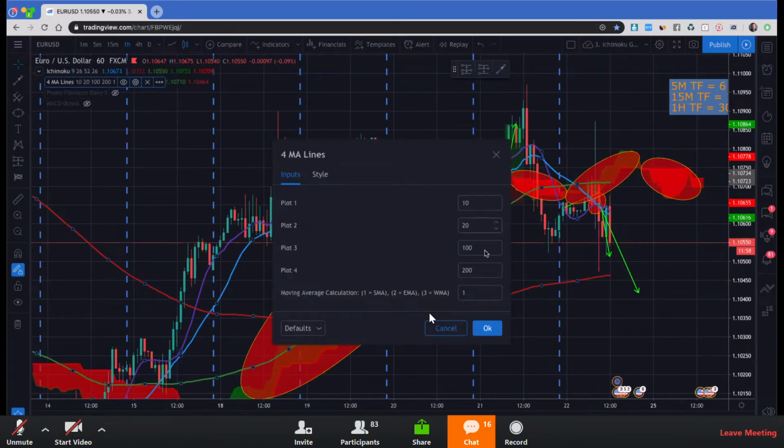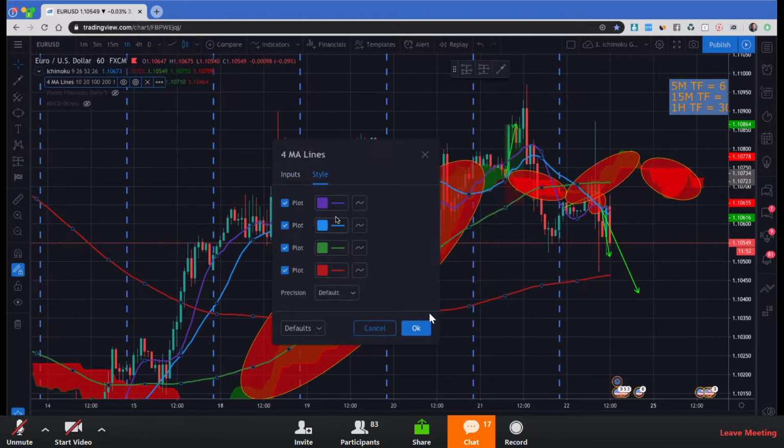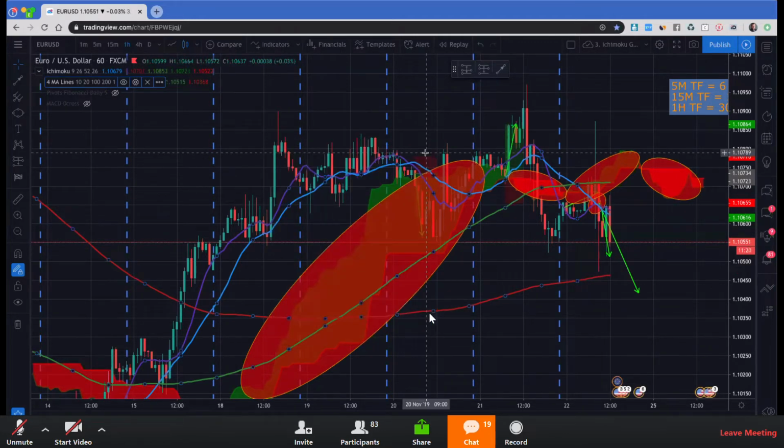You just plot 10, 20, 100, 200, choose SMA for each, and give them the colors you want. The 10 and 20 don't really need a color, but the 100 should be green and the 200 should be red. To make it easier to understand: green above red, only buying; red above green, only selling. If you use the pivot scanner, I will add the 4 moving averages manually for you guys, no problem. So if you cannot find 4 MA lines, you probably have a free version of TradingView, and that is an issue.